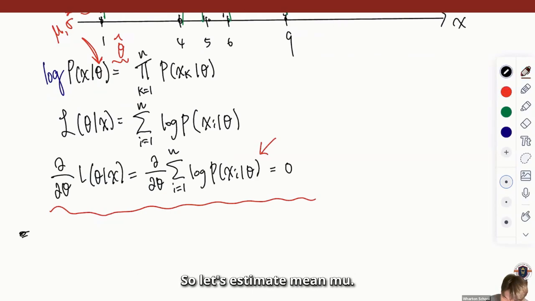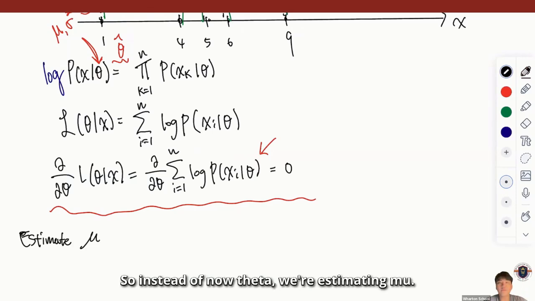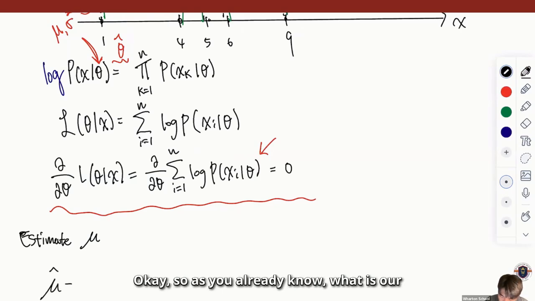So let's estimate the mean mu. Instead of theta, we're now estimating mu. As you already know, what is our mu hat? This is just an average, right?